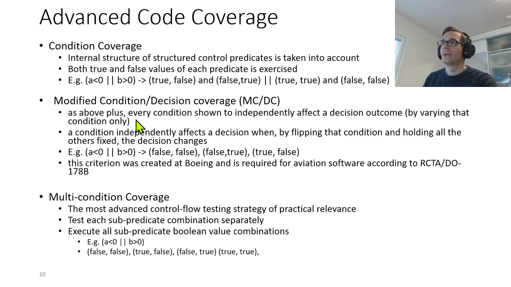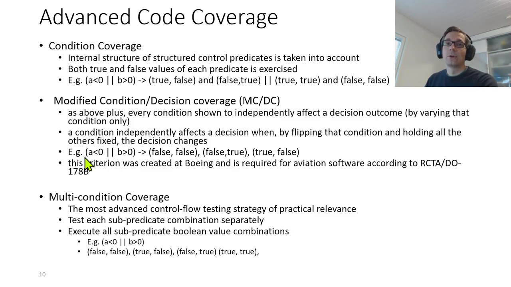So it is basically condition coverage, but in addition, each condition is shown to independently affect the decision outcome by varying that condition only. And this condition independently affects the decision when you flip the condition and hold everything else constant.